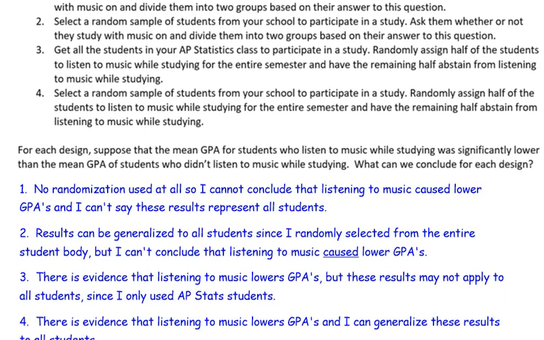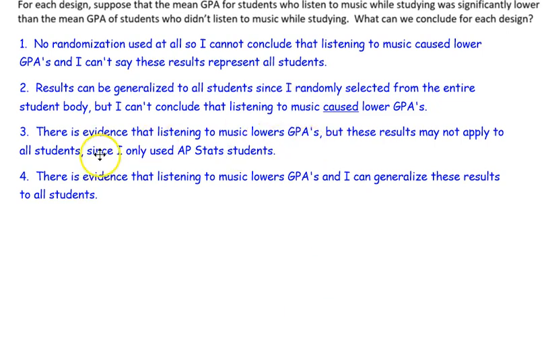Number 2, we randomly selected the students, so I can generalize my results to all students, but I can't conclude that listening to music caused lower GPAs since I did not randomly assign students to treatment groups. Number 3, there is evidence that listening to music lowers GPAs since I randomly assigned to treatment groups, but these results may not apply to all students since I only used AP Stat students and didn't randomly select. Number 4, when I use both randomization techniques, then I can say there's evidence that listening to music lowers GPAs, and I can generalize these results to all students.